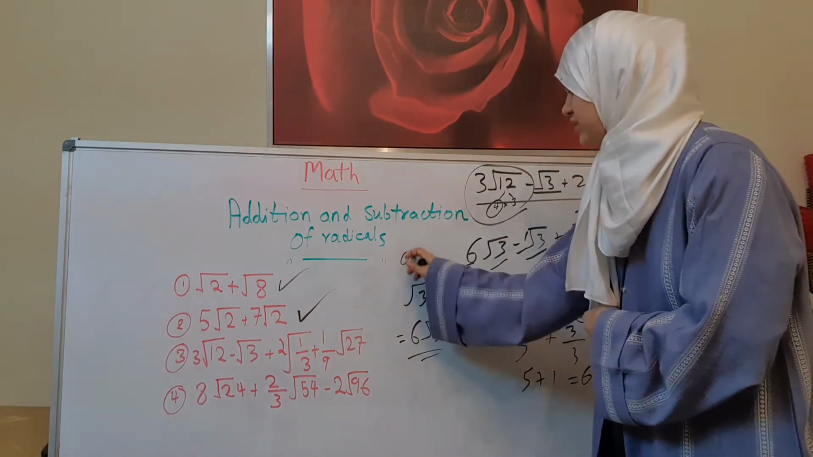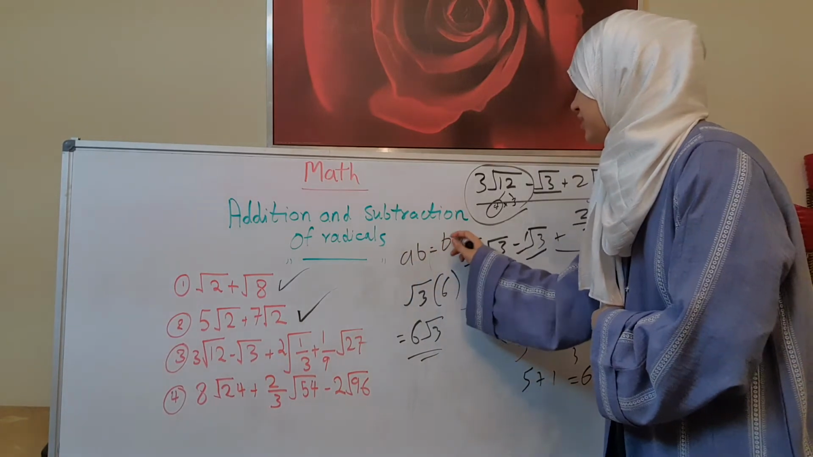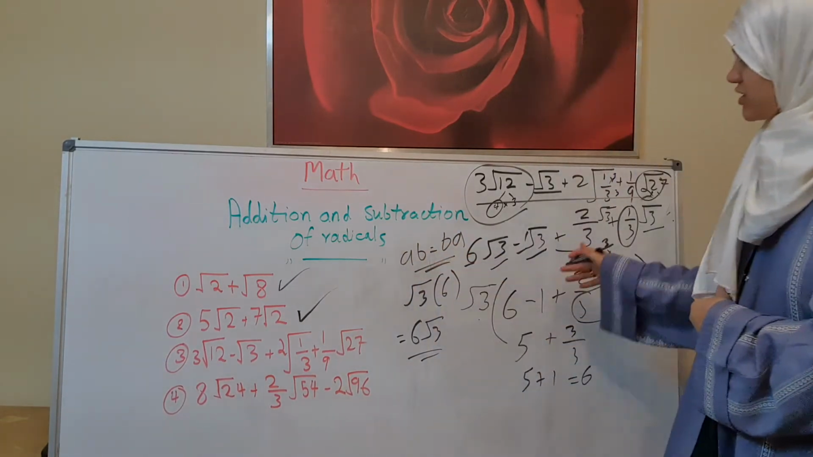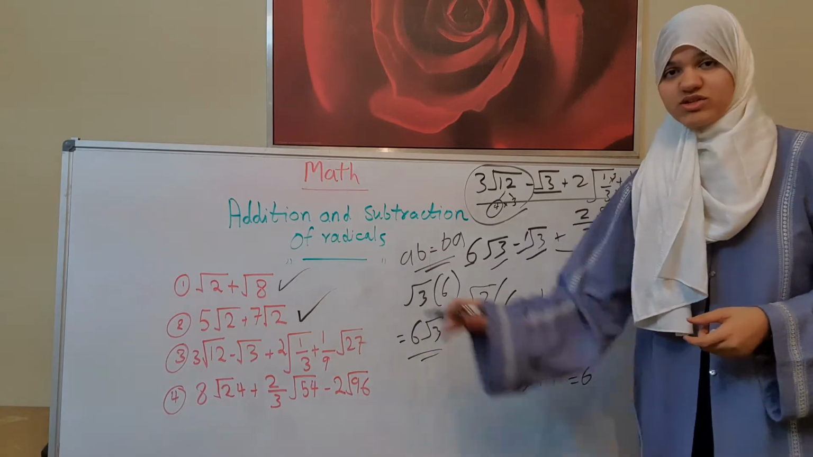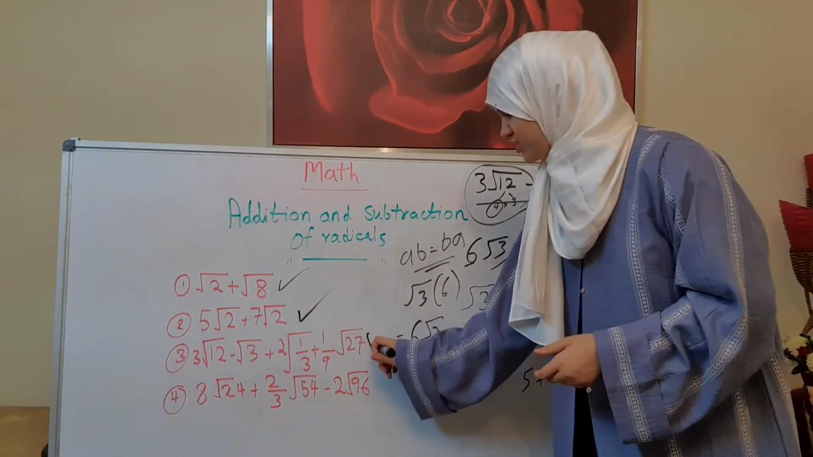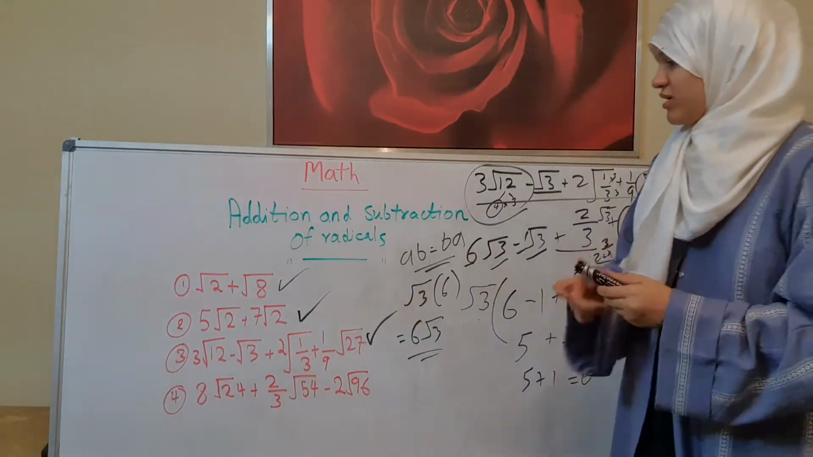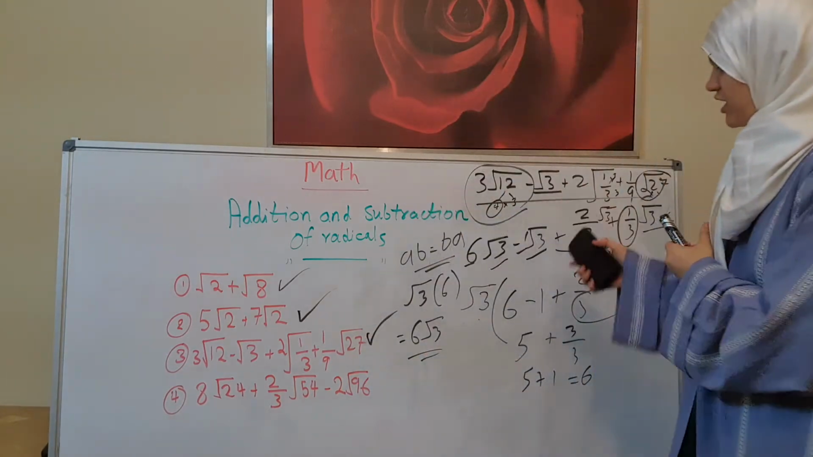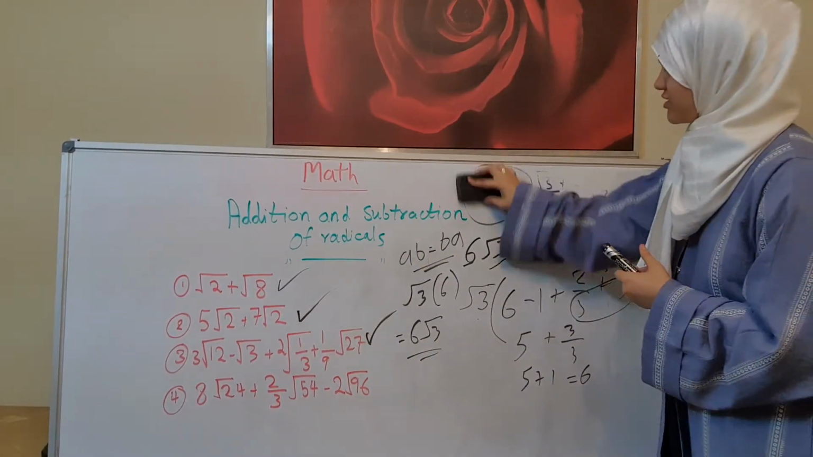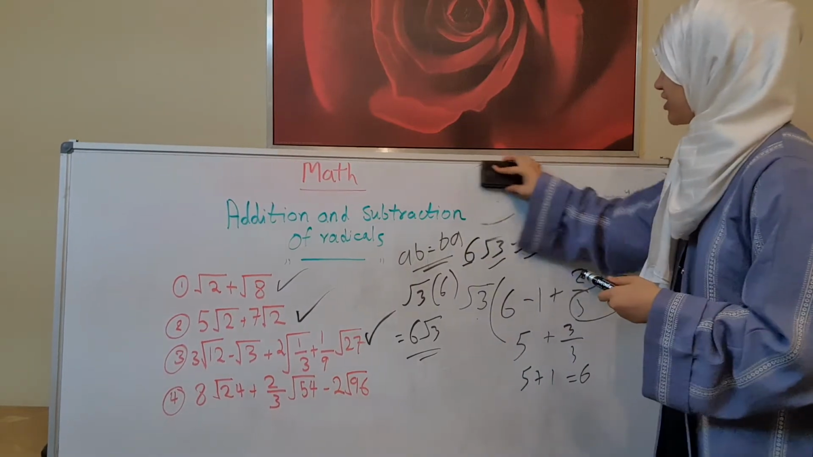Because we know that AB is the same as BA. So this is the final answer for question number 3. Question number 3, we finish it. Now question number 4, the same way that we solved question number 3.